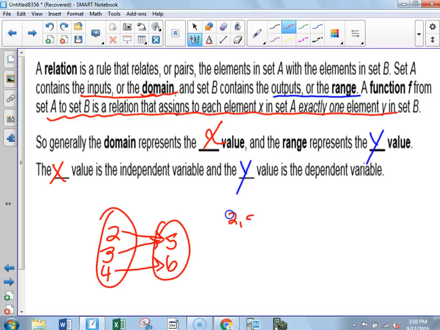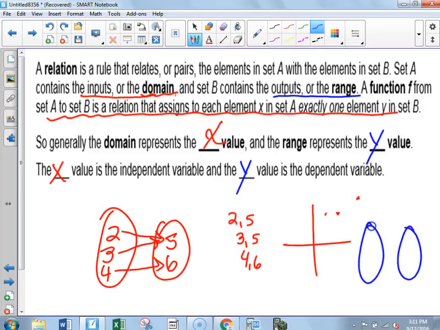That would say 2, 5, 3, 5, and 4, 6. Right? If I plotted those over 2 up 5, over 3 up 5, over 4 up 6, what do you think? That's a function, right? Can you give me one that's not a function?